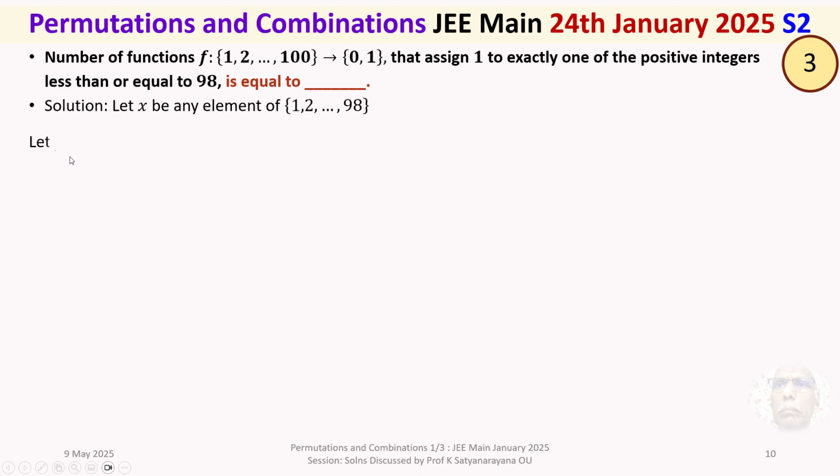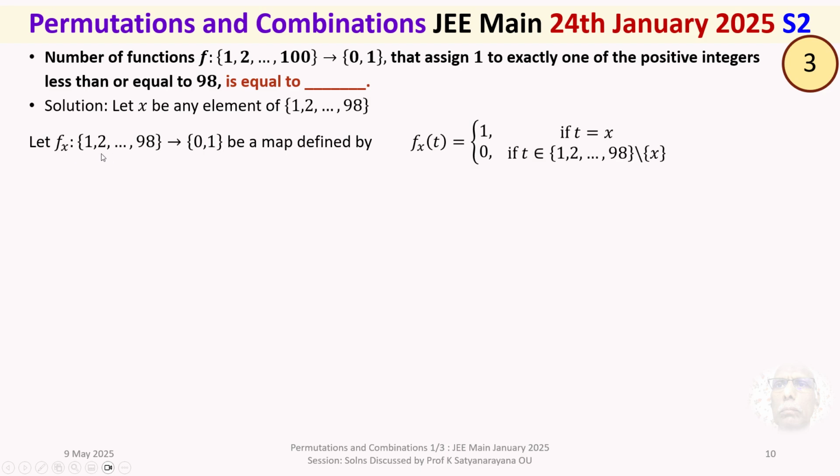Now let f suffix x, a function that depends on x, be a mapping from 1, 2, up to 98 to the set consisting of 0, 1, defined by f_x(t) equal to 1 when t is equal to x, and equal to 0 otherwise. That means when t belongs to 1, 2, up to 98 minus the singleton x, it is sending it to 0. So this is a function which assigns 1 to exactly one positive integer less than or equal to 98.